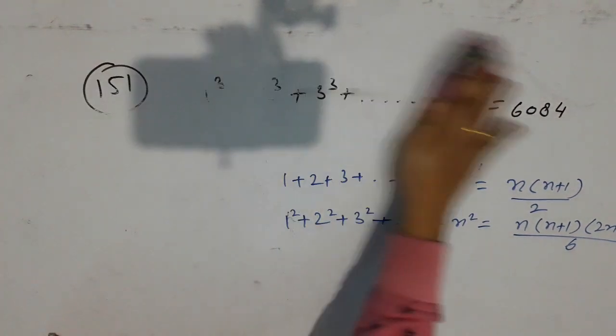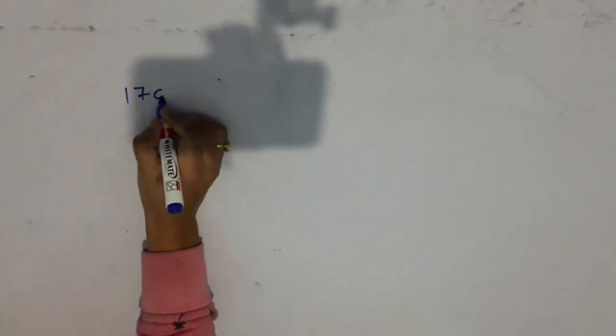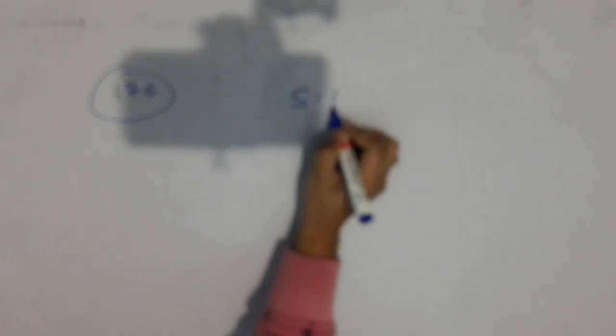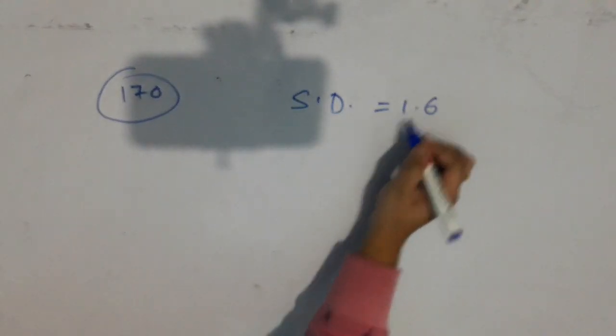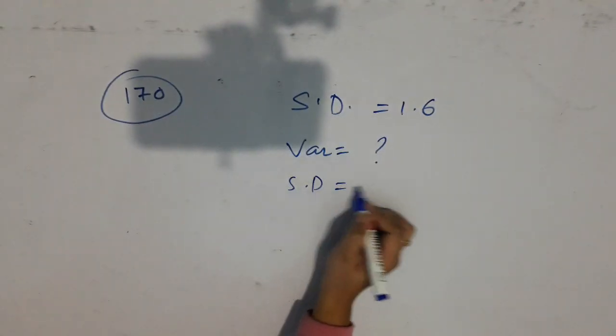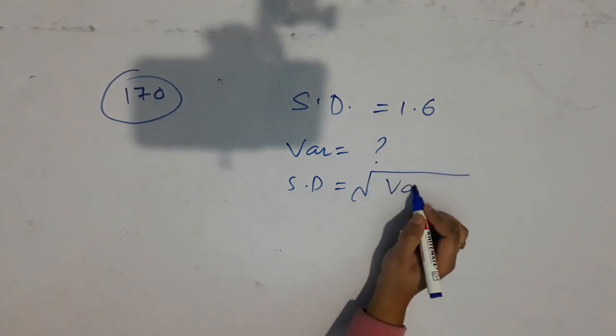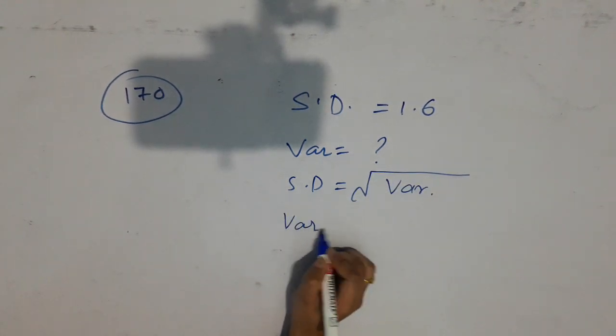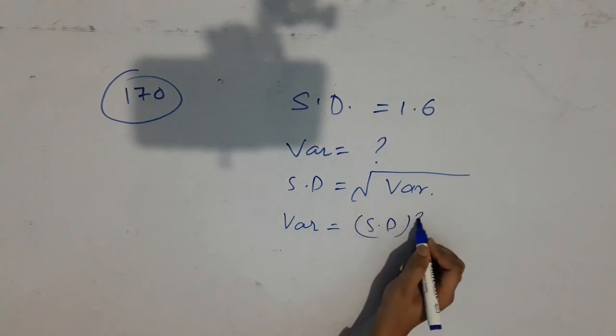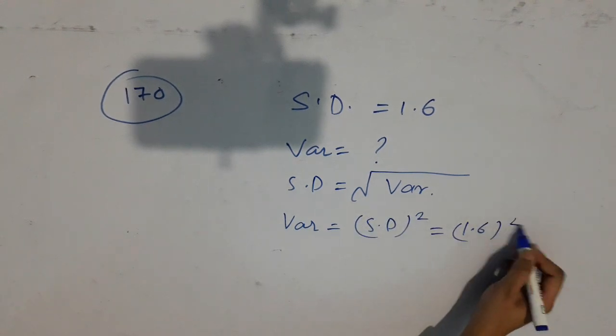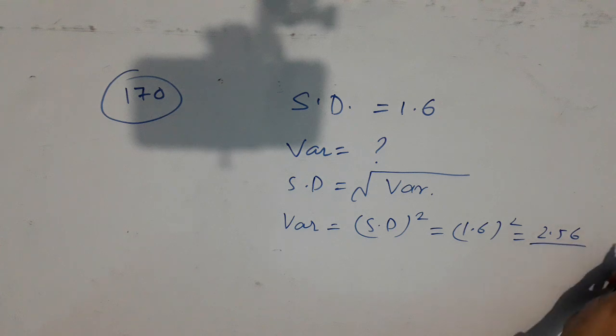That is 170. The standard deviation is given as 1.6, and it is asking what is the variance. The formula you have to remember: the standard deviation is the square root of variance. So variance will be the standard deviation square. So that is 1.6 square, which is equal to 2.56. The option number B is correct.